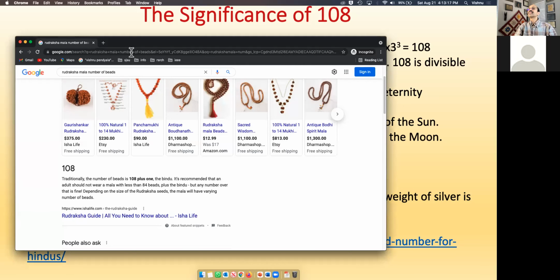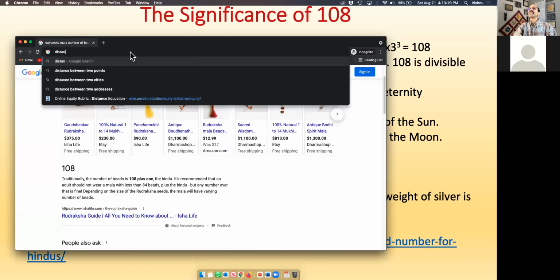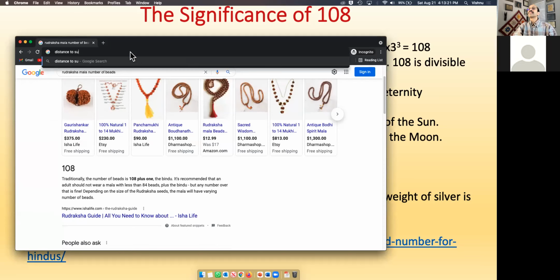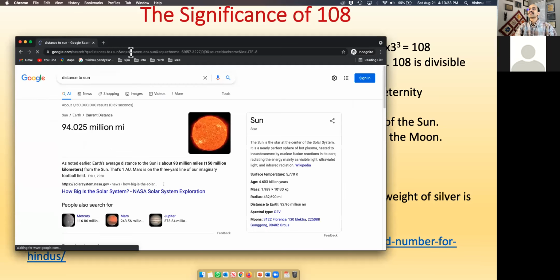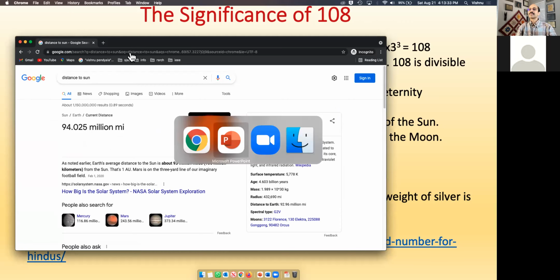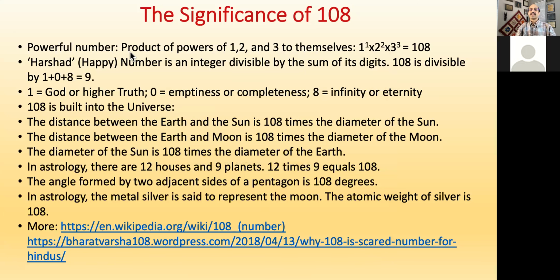So distance to Sun, what is the distance to Sun? 94 million miles. So which is roughly that, Yojana Parabhanu. Slightly more than that, but it's roughly that. I mean, compared to millions of miles, we are pretty close.